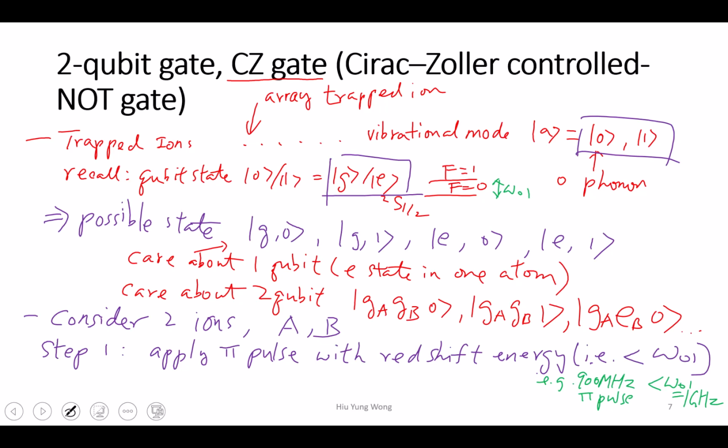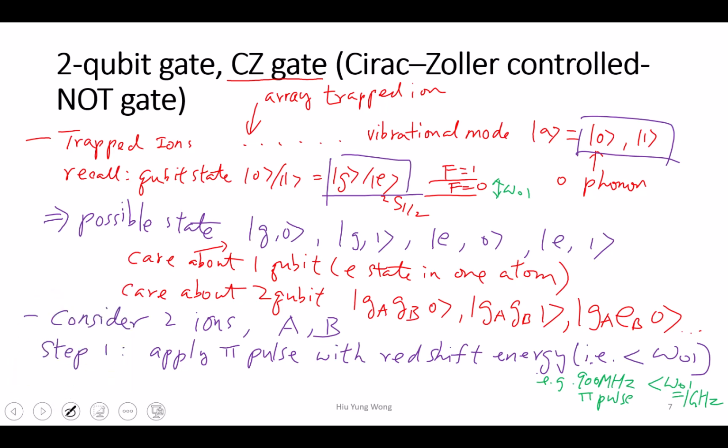In the last lecture, I do 1 qubit gate. I apply omega 1, which equal to the Larmor precession frequency, right? Omega 01, which is the Larmor precession frequency, right? Then apply the pi pulse, then it will just go from 0 to 1, 1 to 0. But now the energy, the photon energy, is less than the separation, right? So I cannot do any excitation. Does it make sense?